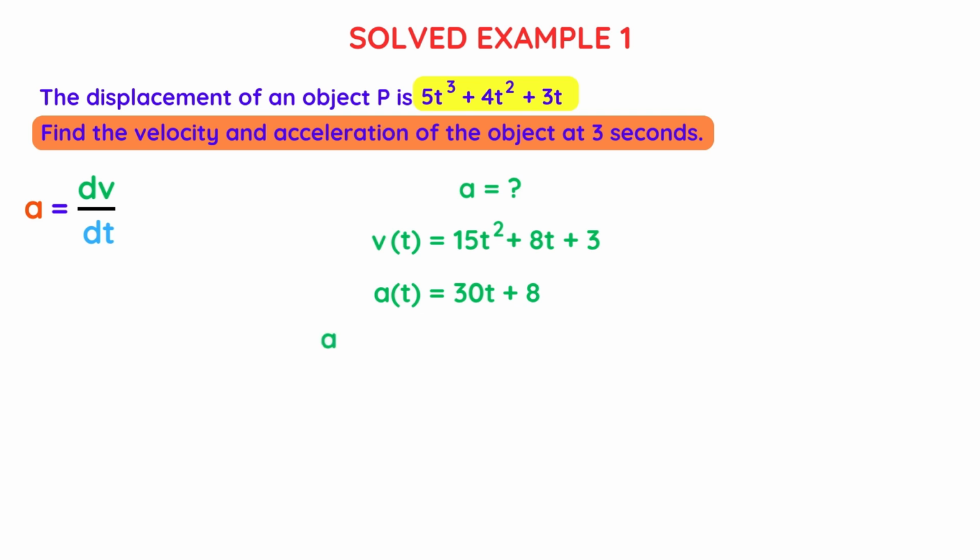Now, to find the acceleration at t equals 3 seconds, we substitute t equals 3 into this equation. Acceleration equals 30 times 3 plus 8 equals 90 plus 8 equals 98. Therefore, the acceleration at t equals 3 seconds is 98 meters per second squared.